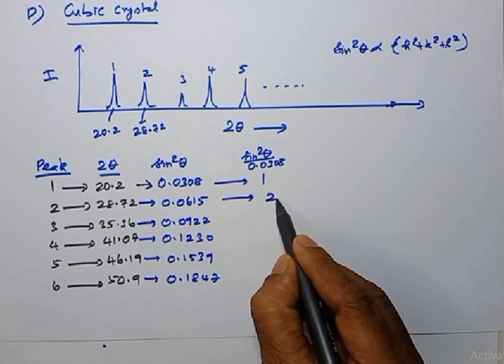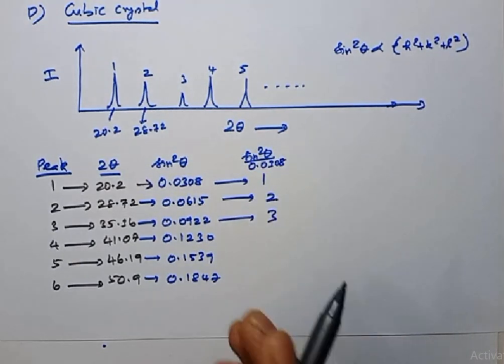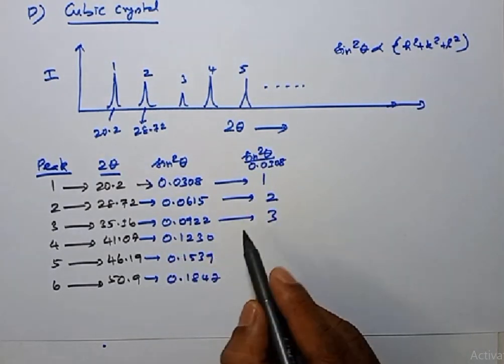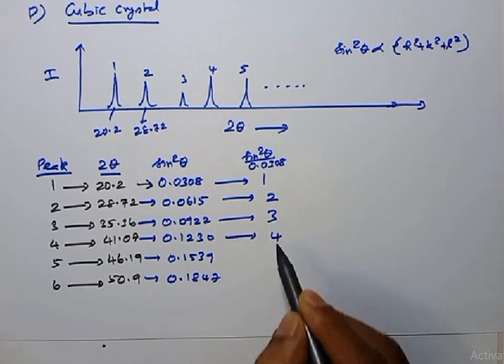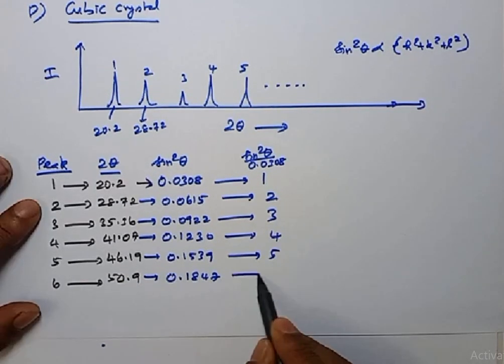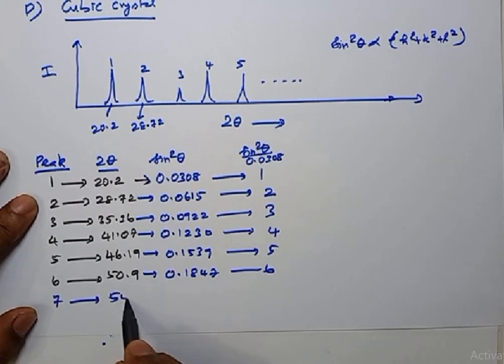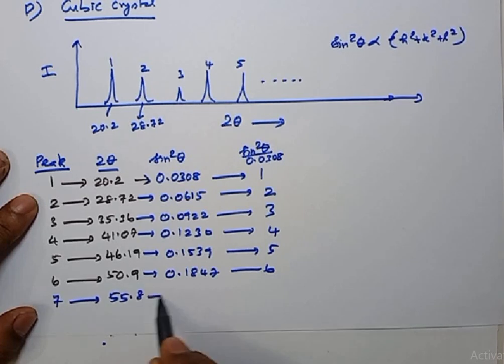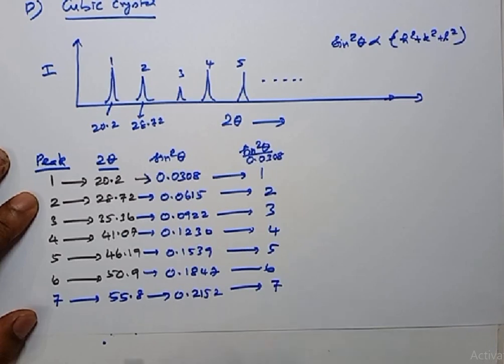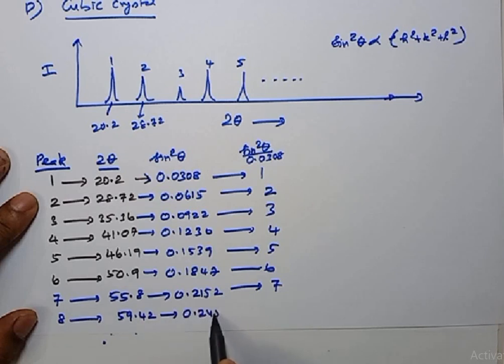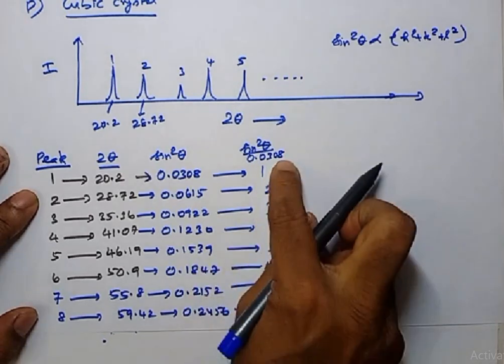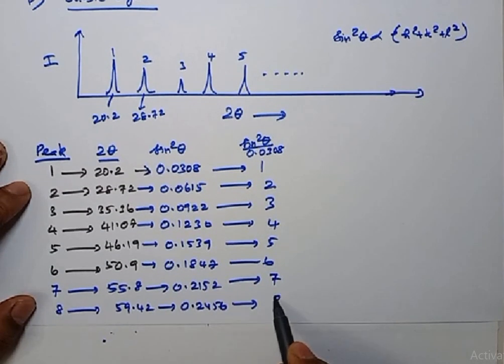This becomes roughly 2. This becomes 3. You will get some fractions, but you round off. Then this will give me 4, this will give me 5, this will give me 6. Let me write 7 also, which is an interesting line. So let me write that. 55.8. For this we'll get 0.2152, and we get 7. Then for 8 we'll get 59.42. For this we'll get 0.2456 as sine square theta. If I divide this by 0.0308, we'll get 8.